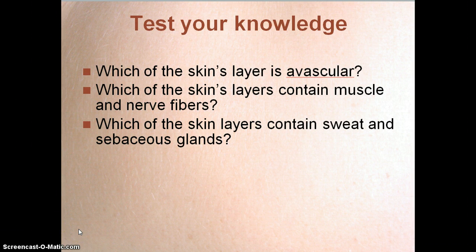So looking at our knowledge, the avascular layer is going to be the epidermis. The layer that contains some muscle and nerve is going to be the subcutaneous or dermis layer. And the sweat and sebaceous or oil glands then are going to be in the dermis layer.